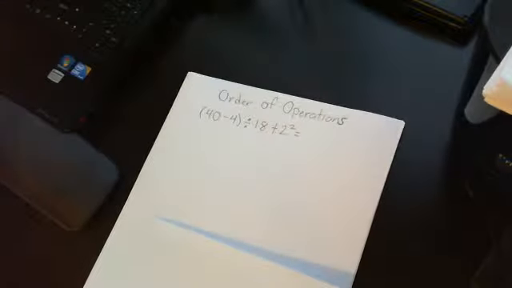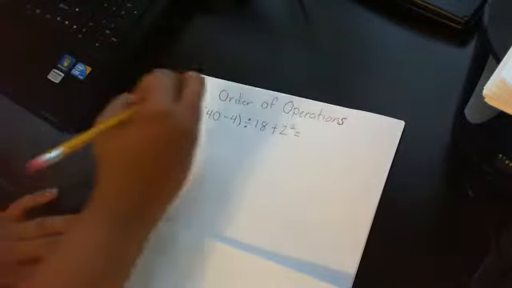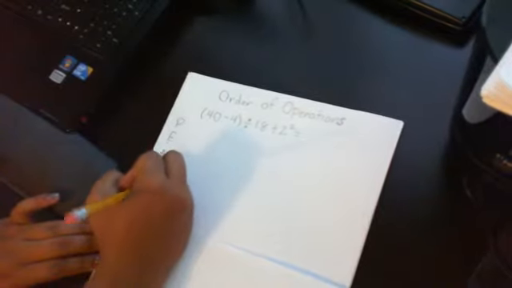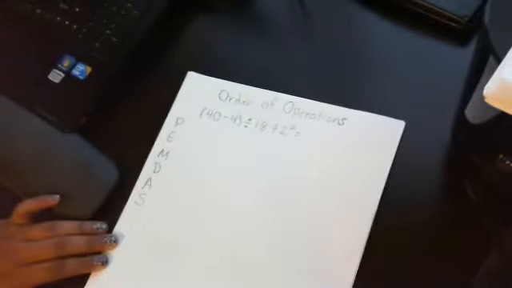Welcome back. Now we are ready to try a problem that involves parentheses and exponents. The problem reads, open parentheses, 40 minus 4, close parentheses, divided by 18 plus 2 squared. So the first thing we do is write P, E, M, D, A, S down our paper.